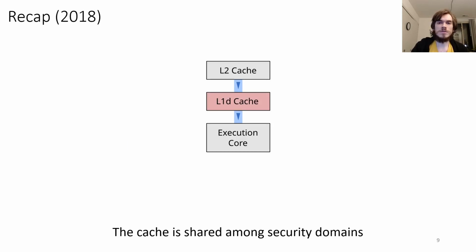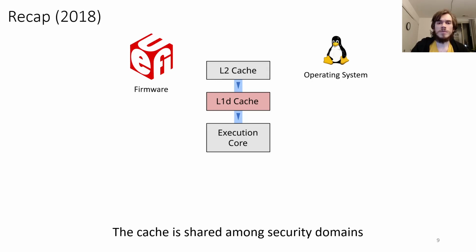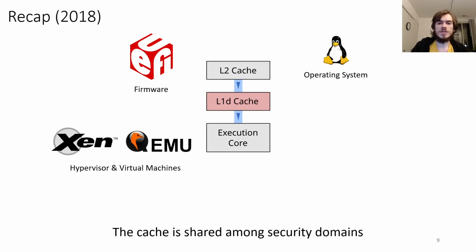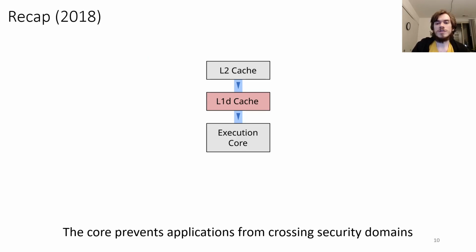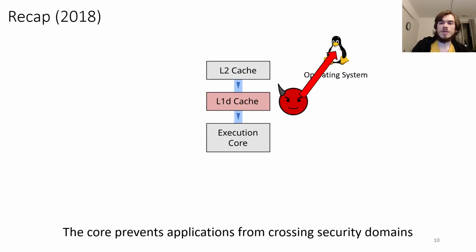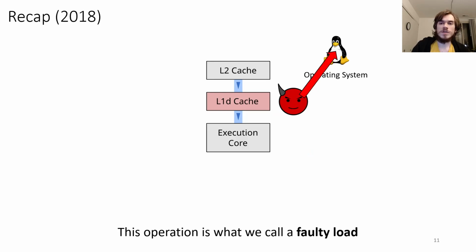One important property to talk about is that the cache is actually shared among security domains. So if we have a Linux operating system or UEFI firmware, maybe a hypervisor and virtual machines, all of these share a level 1D cache. And to properly isolate those applications from each other, the core will prevent applications from crossing security domains. So if we have our operating system here and we have a malicious application and it tries to read something from the operating system, what will happen is that the execution core will abort that operation and induce a fault. And because of this, we also call this operation a faulty load.